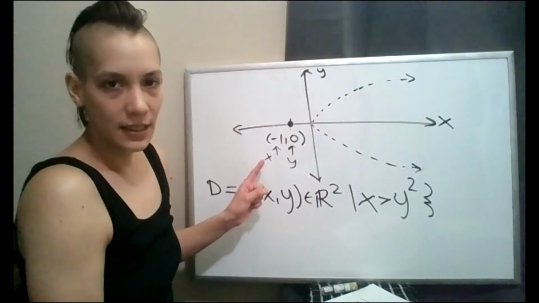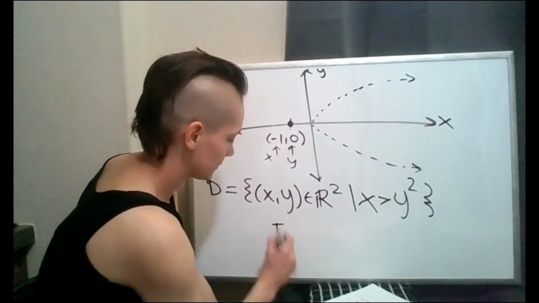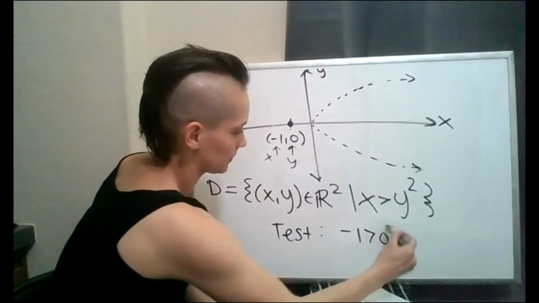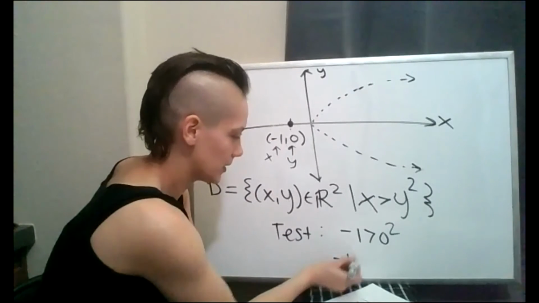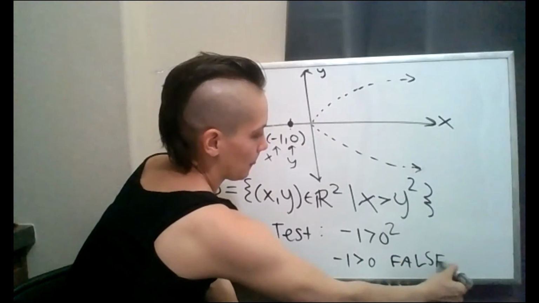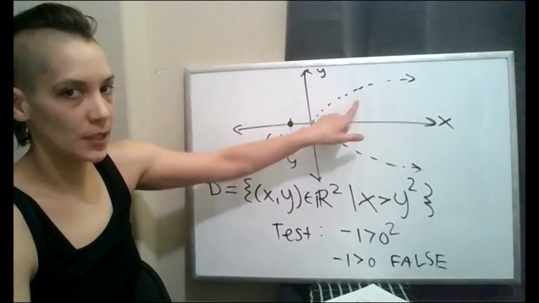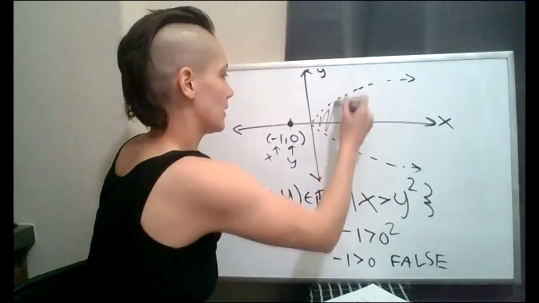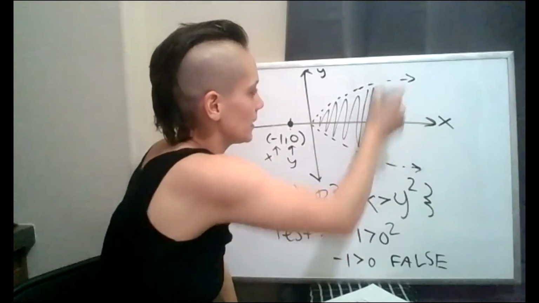Okay, testing negative 1 greater than 0 squared. So it's negative 1 greater than 0. So that's not a solution. In here, we could test points if we want to find out this is the solution section. I feel like 1 point's enough. But still, it doesn't hurt to check.